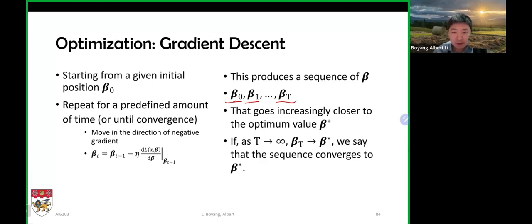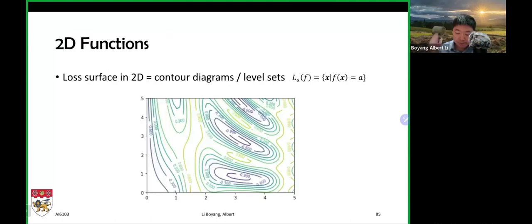So ideally, this should go increasingly closer to the optimum value. So if we spend an infinite number of steps, when t goes to infinity, then beta t goes to the optimal value beta star, and we can say this sequence converges to beta star.